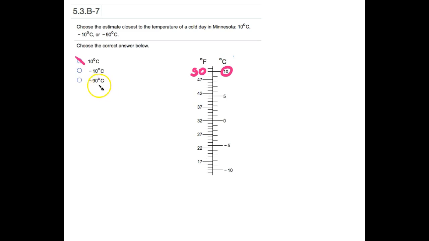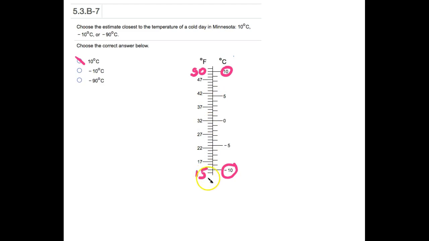Okay, let's take a look at negative 90 degrees Celsius. Well, that doesn't even show up on the scale, but it's going to be way down here. If we take a look at negative 10, we can already see in degrees Fahrenheit that that's approximately 15 degrees, which is pretty cold. Negative 90, even though it doesn't show up here, you can imagine would be a lot less than that. You can kind of get an approximation.